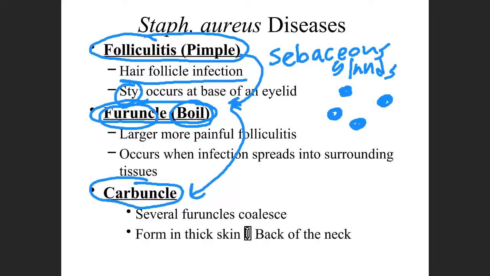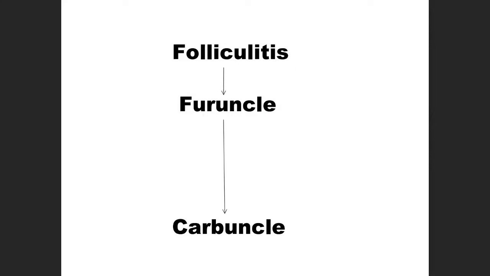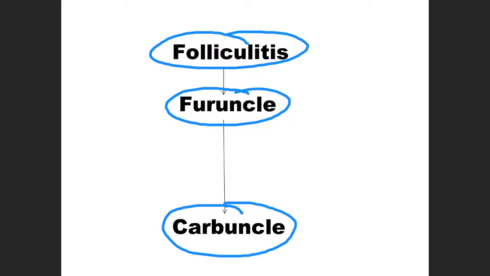And if each one of those furuncles gets worse, they start to spread until they all kind of merge together and form a very large lesion called a carbuncle. So folliculitis can become a furuncle, and then several furuncles can coalesce together and form a carbuncle. Okay, so we're going from folliculitis to furuncle to carbuncle.